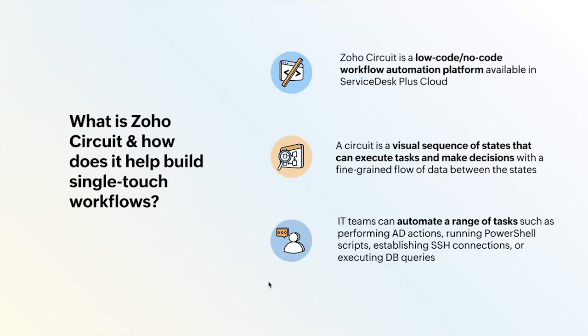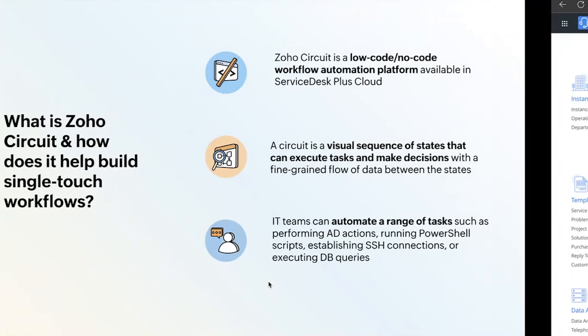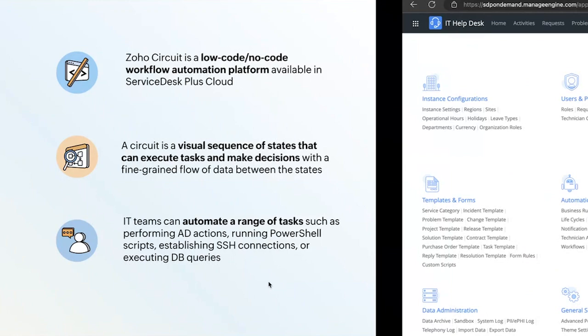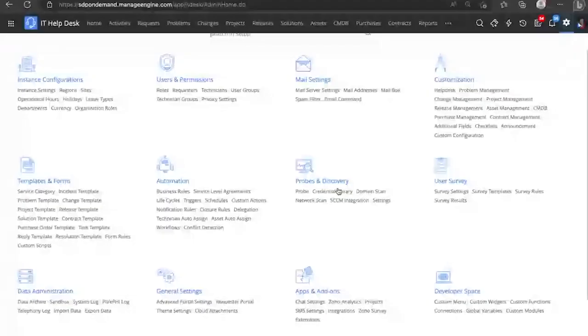Those are basically visual workflows with which you can build and execute tasks, and it can also make decisions based on conditions. So if a condition matches, you can execute a couple of tasks, and likewise you can have an entire workflow from start until finish. While we're on the topic, let me take you to the application and give you a quick look at how you can enable Zoho Circuit.